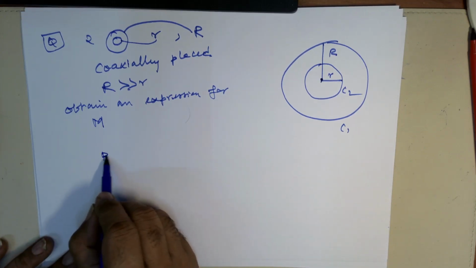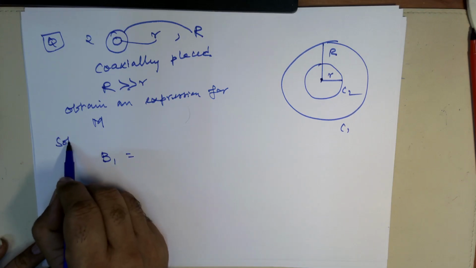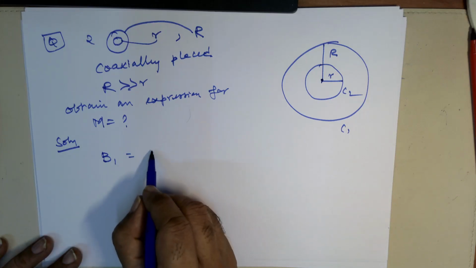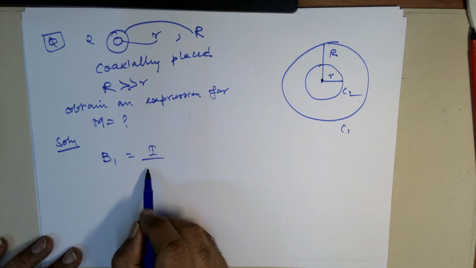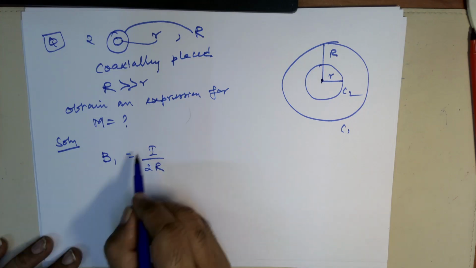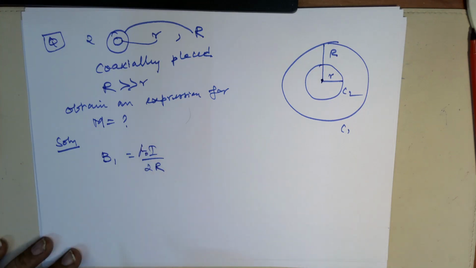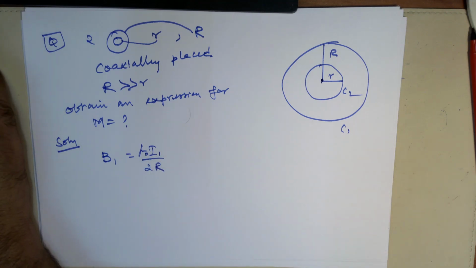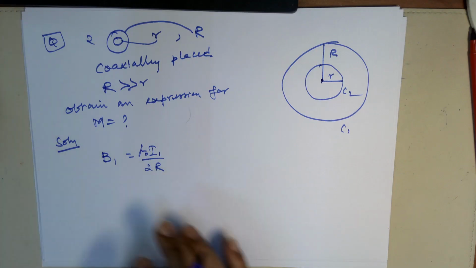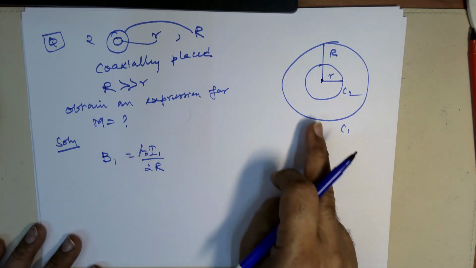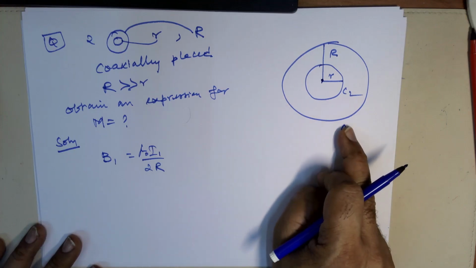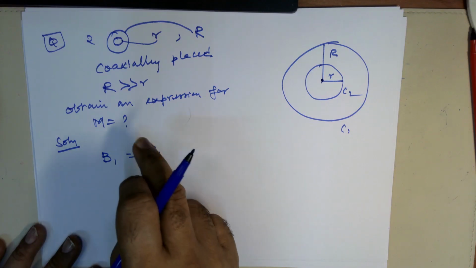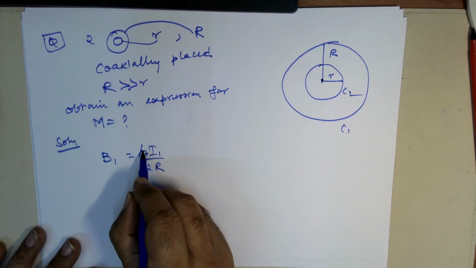Now, what is the magnetic field B1? It depends on the current passing through the coil, twice the radius of the coil, and the permeability mu naught. Let me say the current passing through the first coil is I1. Because you know very well, when current is passing through a coil, a magnetic field is created. So the magnetic field created by the first coil is proportional to I1 divided by 2R. It means B1 equals mu naught I1 divided by 2R.